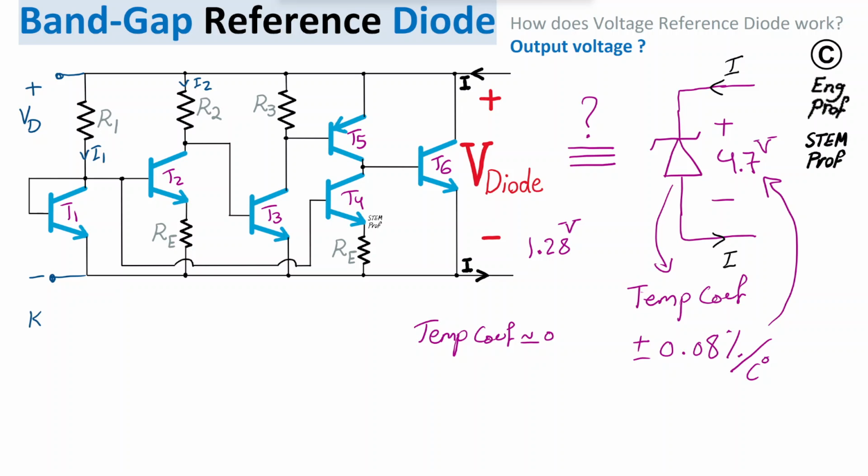So if I do a KVL, or Kirchhoff voltage law, I would see that the total voltage VD is the voltage drop across resistor R1 plus this transistor that is in diode formation. So I'm going to have basically R1 times I1, that's the voltage drop across this resistor, plus VBE1, the voltage of the base-emitter of transistor 1, which is this voltage. Great.